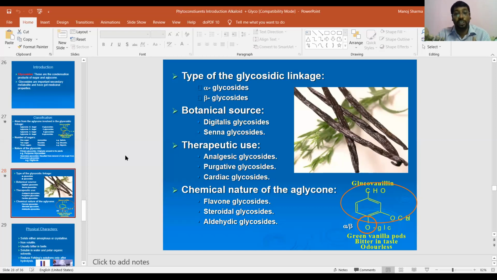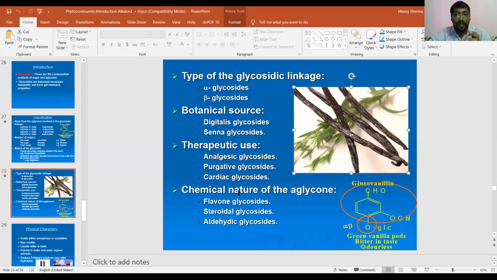The glycosides can be digitalis glycosides, it can be senna glycosides, on the basis of the plant source from where we are obtaining it. Okay, we are discussing that the glycosides can be alpha and beta on the basis of their linkage. It can be divided again on the basis of the botanical source, and again on the basis of their pharmacological actions and therapeutic effect. We can have analgesic glycosides, purgative glycosides, cardiac glycosides, and bitter glycosides.